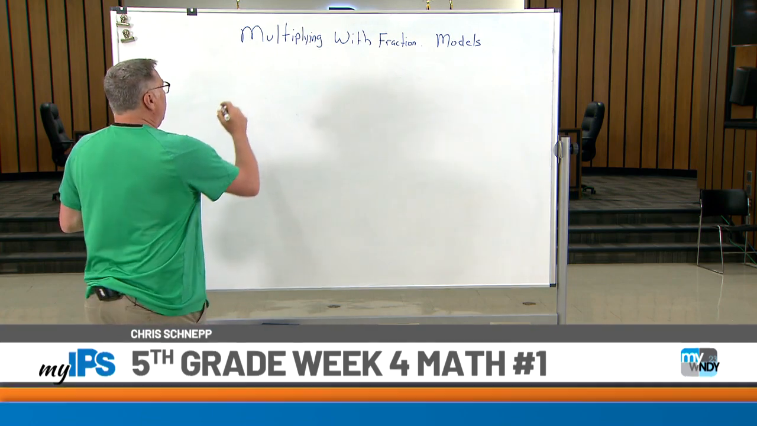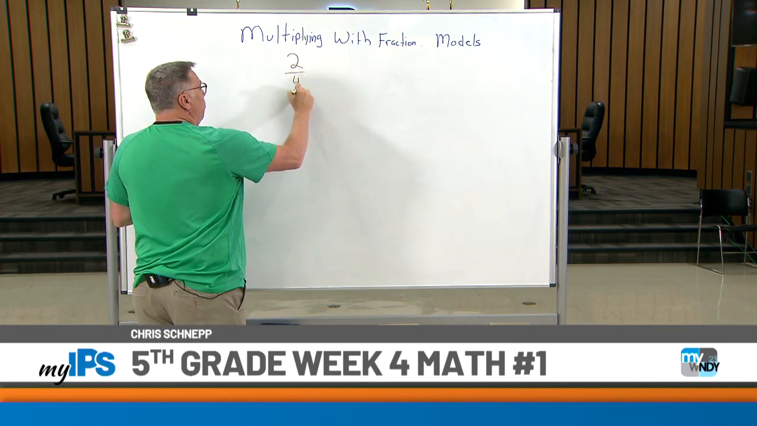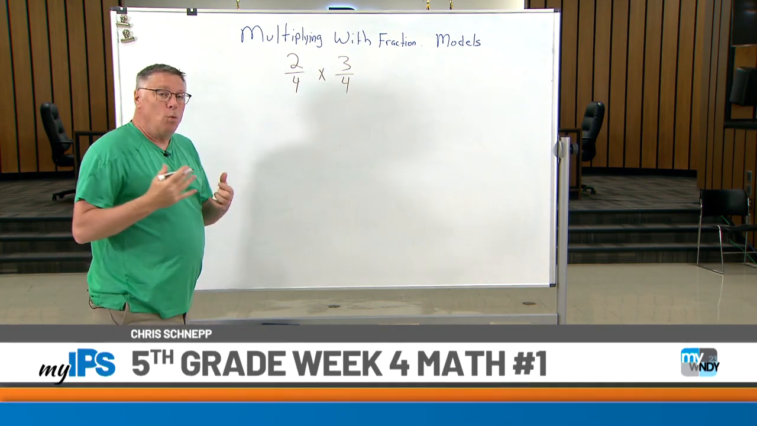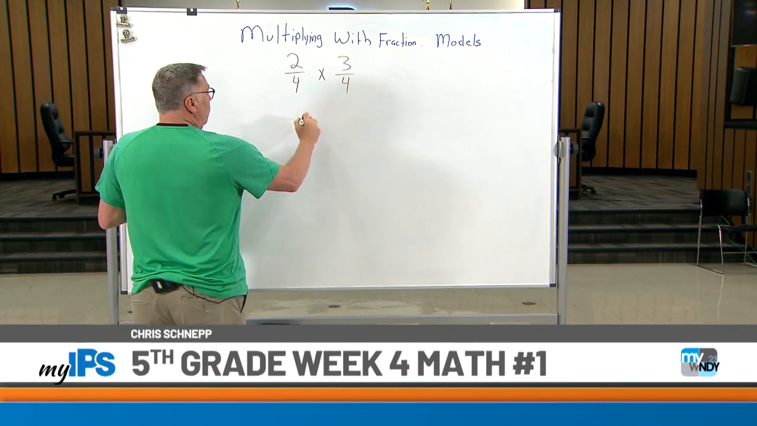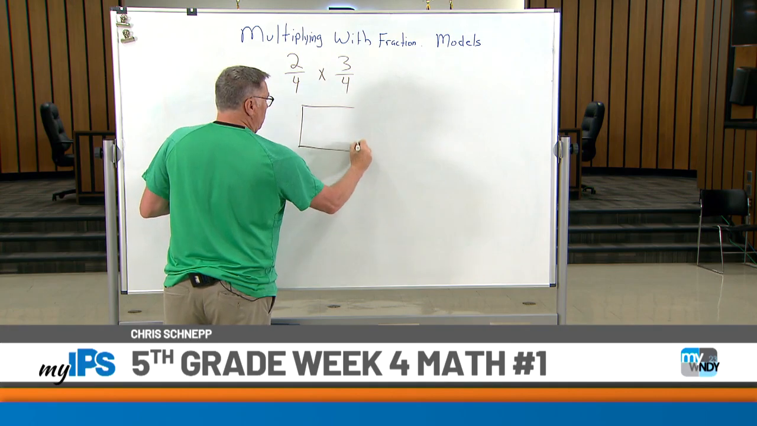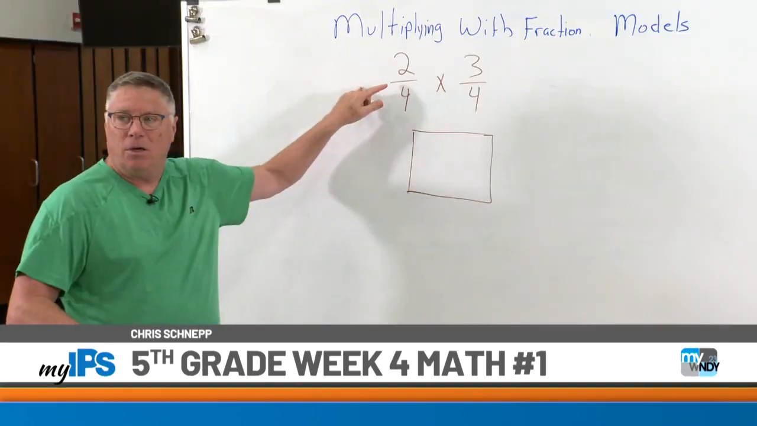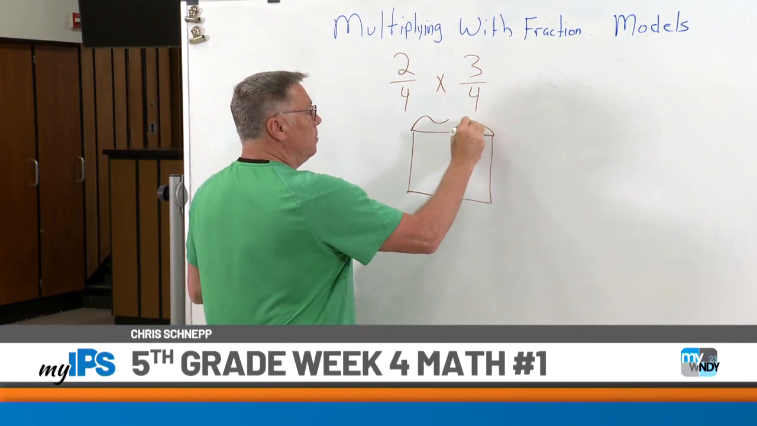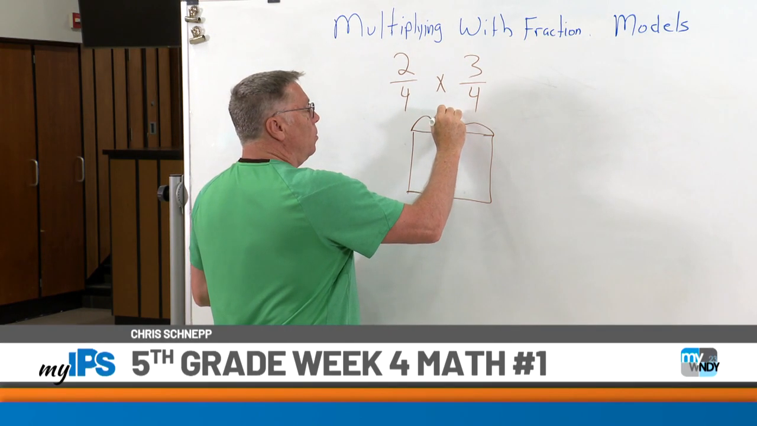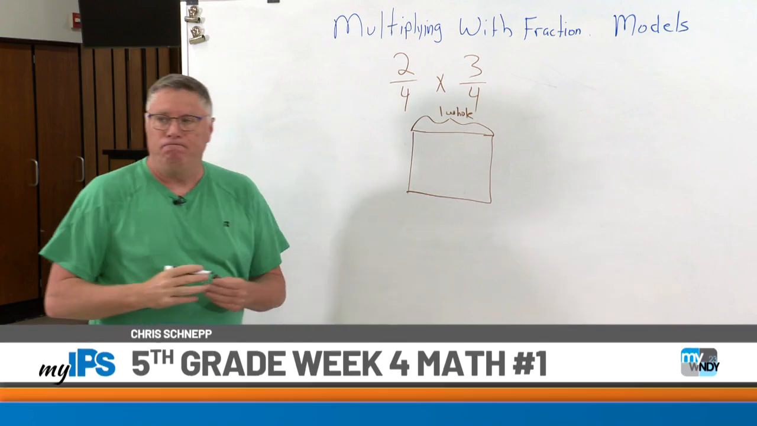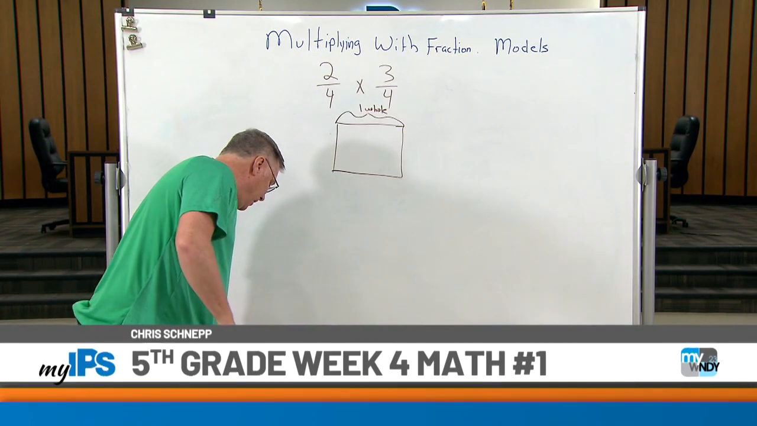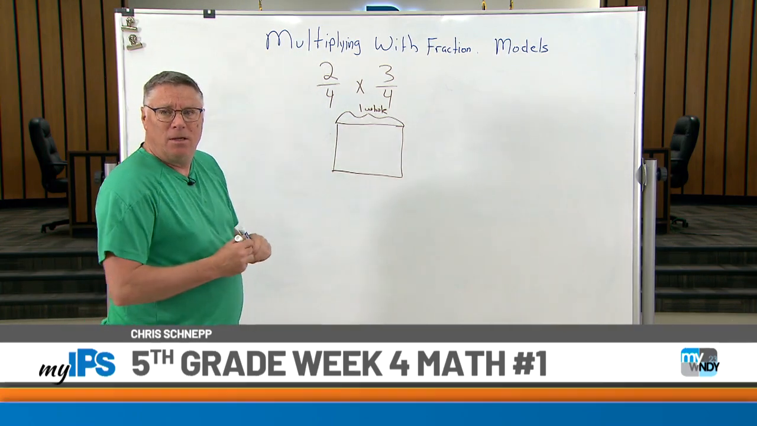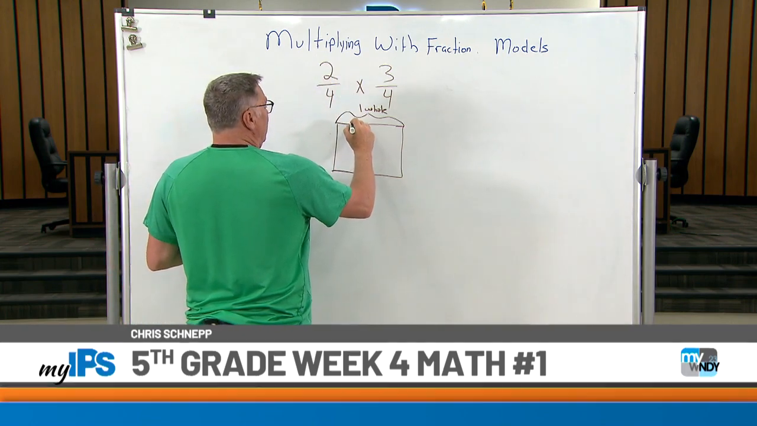Okay, so we're going to start out with the fraction 2/4 times 3/4. Okay, so when we do it with models, what we're going to do is draw 1 unit because both of these fractions are less than 1. Okay, so this equals one whole. All right, and now we're going to divide this 1 whole up into parts. The first thing we're going to do with vertical lines is divide this into fourths.